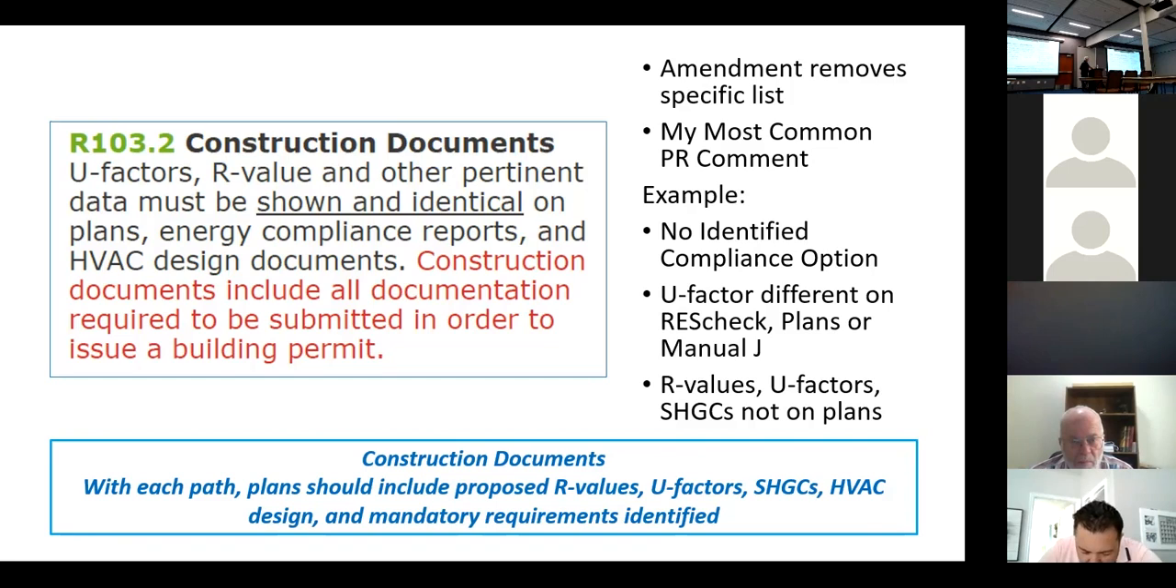No one picked one of the 5. And the U factors are different on the res check plans and Manual J. And the R values, U factors, and solar heat gain coefficients aren't even on the plans or on some of those documents.